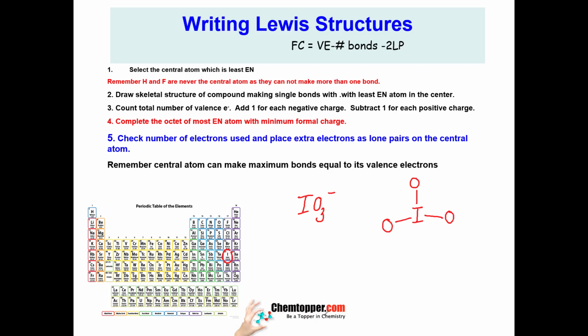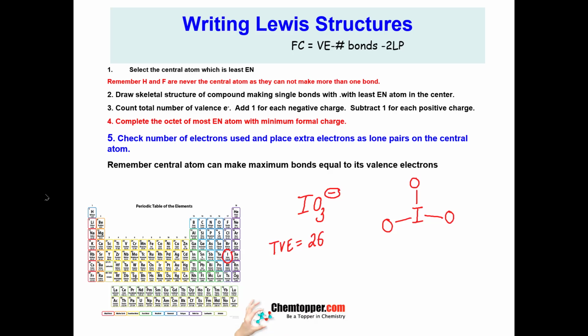Rule number 2. Rule number 3. Count the total valence electrons. If there is a minus, you have to add one more. Yes, Kirtana, very good. 26. Rule number 4. Complete the octet of the most electronegative element with minimum formal charge.